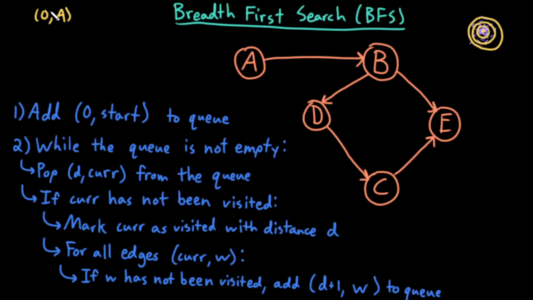While the q is not empty, I have one element, so I pop 0 cur from the q. I'm just going to always have the top thing being whatever is popped, just so I don't have to keep redrawing stuff. So if cur has not been visited, nope, I've never visited A, I mark it as visited, and it has a distance d. Then for all outgoing edges, A has one outgoing edge, A to B. If the neighbor w, so if B has not been visited, nope, it has not been visited, add d plus 1, so 0 plus 1, w, the neighbor with distance d plus 1, to the q.